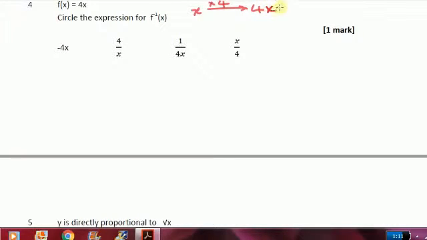So we're trying to find the inverse of this function, which means go backwards. And the inverse operation, multiplying by 4, is to divide by 4. It's as simple as that. So you just think, what do I do to divide by 4? It's x divided by 4.